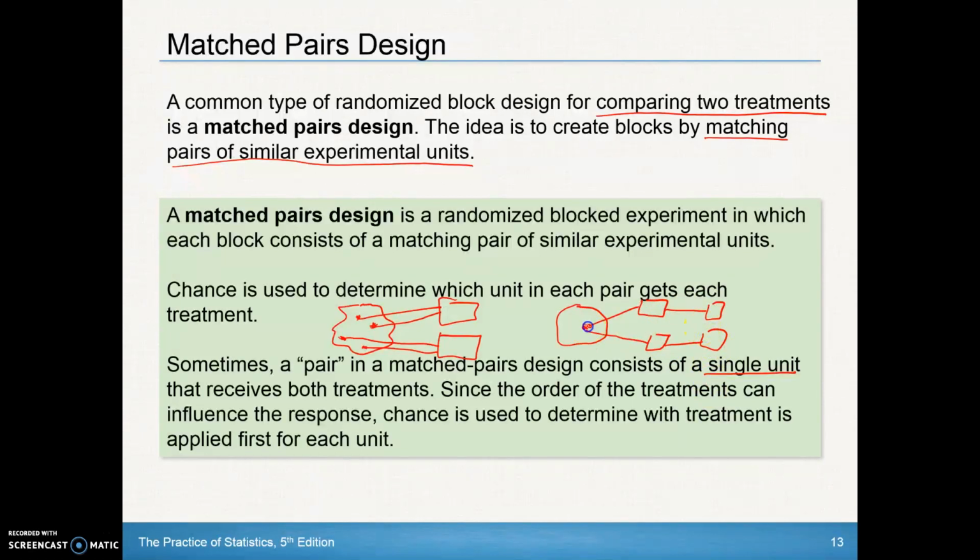You send them through this path here, they get their treatment, we look at the results, give some time, and then have them come back and do the other route as well. That is a matched pairs design, and there's a random assignment of who goes which way first. That's what they're talking about here: chance is used to determine which treatment is applied first for each unit. So you can do a matched pairs on an individual, or you can do a matched pairs on the group.